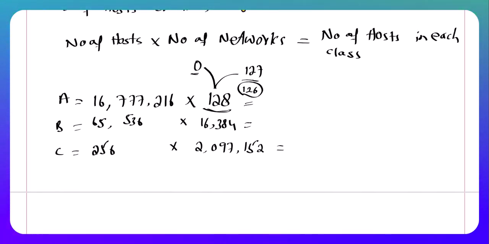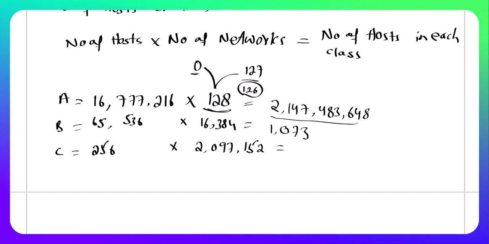Let me use a calculator for this purpose. So this is the total number of hosts in class A. In class B, the total number of hosts is this, and in class C, the total number of hosts is 256 multiplied by 2,097,152, which is equal to the result shown. So these are the total number of hosts in each class.